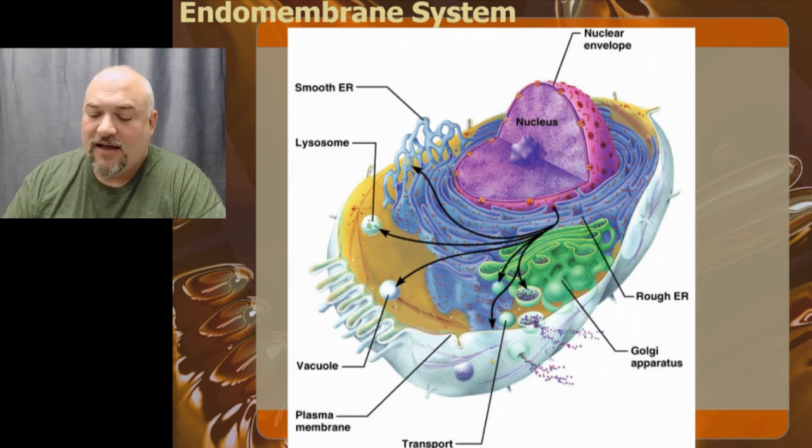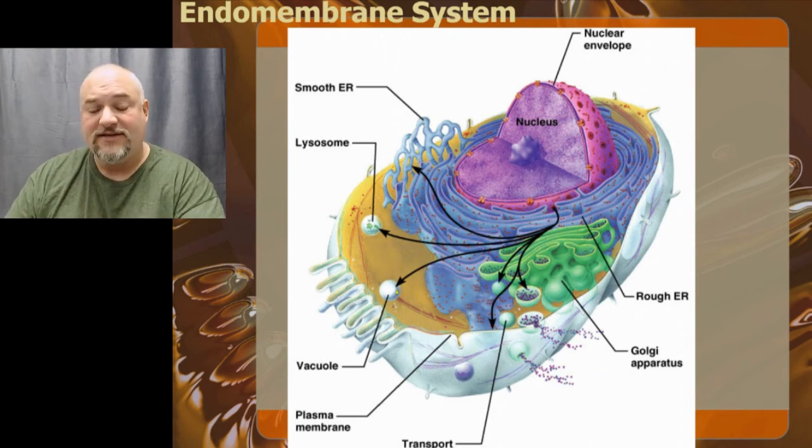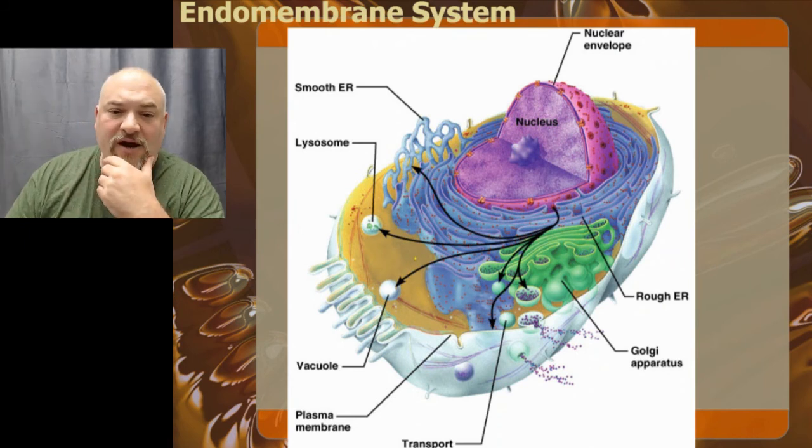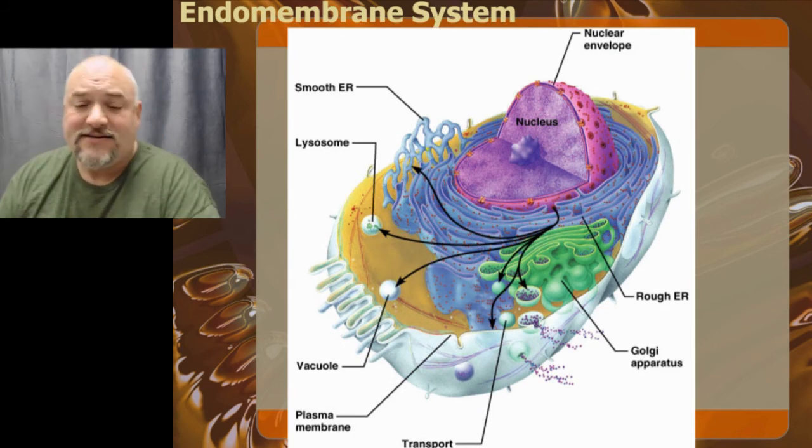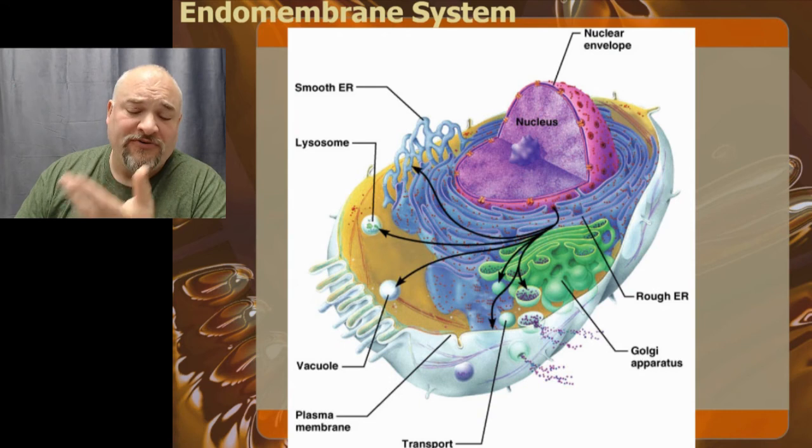The endomembrane system will also make vacuoles, which will then store other things, and lysosomes, like we talked about before. Smooth ER mainly deals with synthesis and metabolism of lipids, like steroids and fats, but also detoxification.